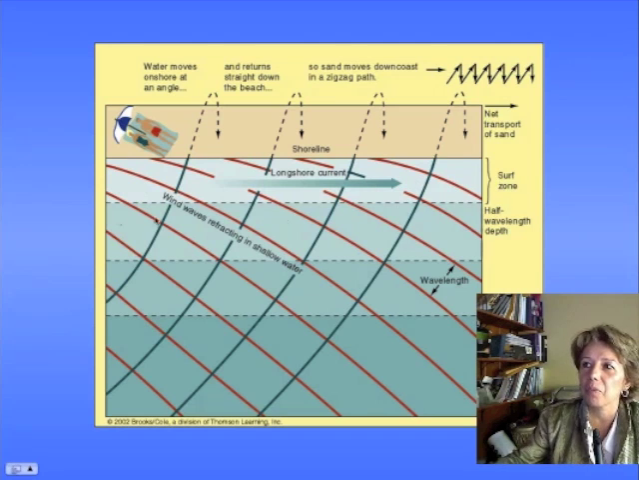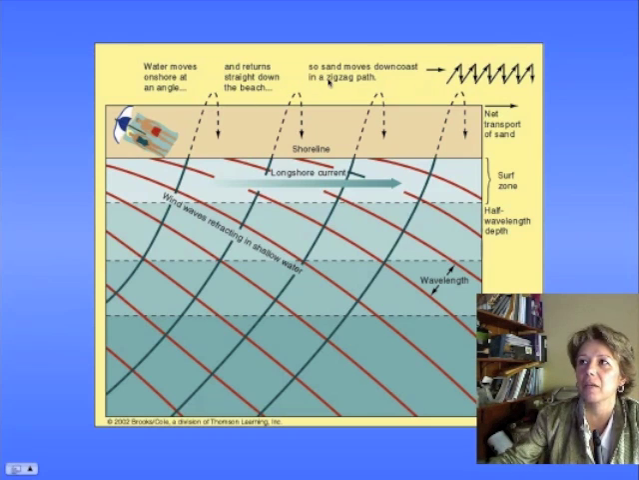But the net movement of sand, the longshore current, is a current of sand that moves down the beach, being pushed by the waves that come in at a slight angle. Okay? Longshore current, a current of sand. Water moves onshore at an angle, returns straight down the beach. The sand moves down coast in a zigzag path. This net transport of sand is this way, and it's called a longshore current.